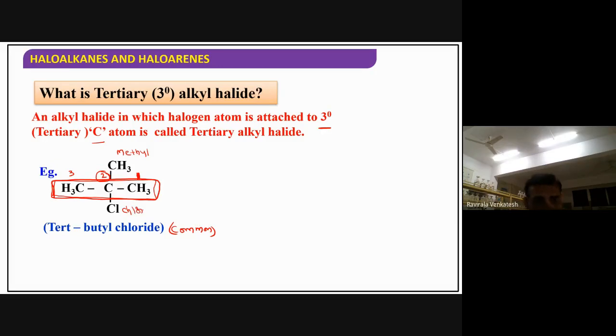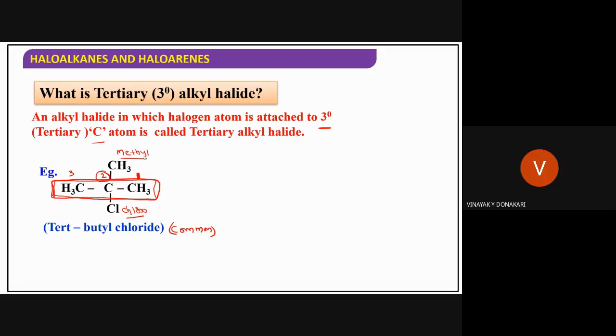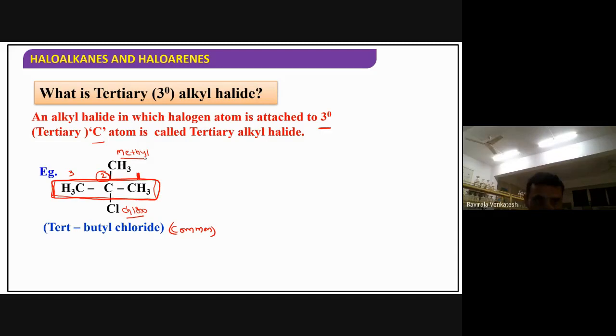But what Vinayak said, 2 comma something, there is no need to use a comma there. One is 2 chloro, the other is 2 methyl. But which will come first, Vinayak? Chloro, very good. 2 chloro, 2 methyl propane. That is the answer. Okay? 2 chloro, 2 methyl propane.